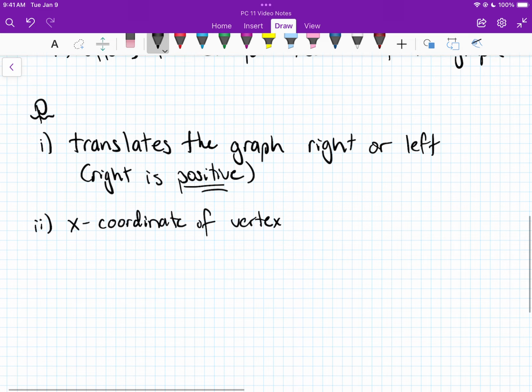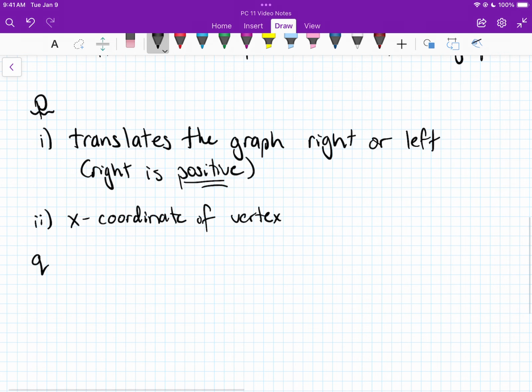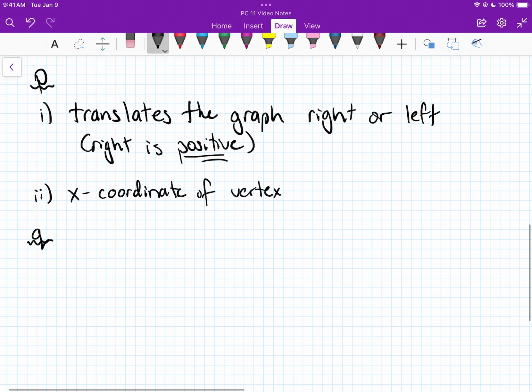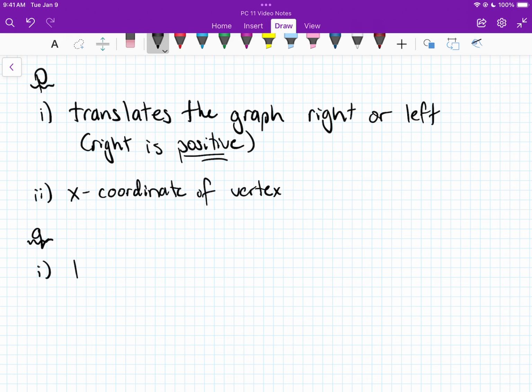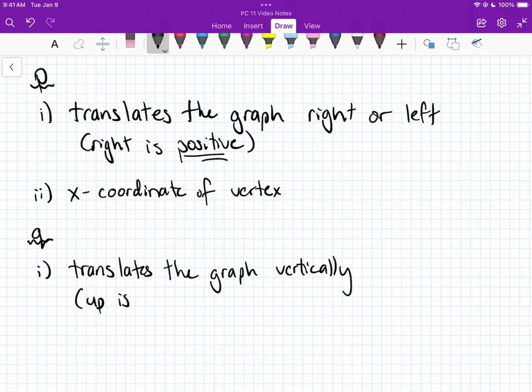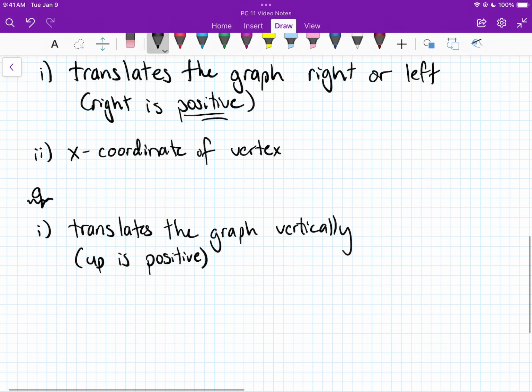And then Q is basically the same idea, except instead of being horizontal, it's vertical. So Q translates the graph vertically. That's up and down. And same idea, positive is up. But Q is less confusing because it's plus Q, so people understand what they're doing. And it also tells you where your vertex is, but it tells you the y-coordinate.